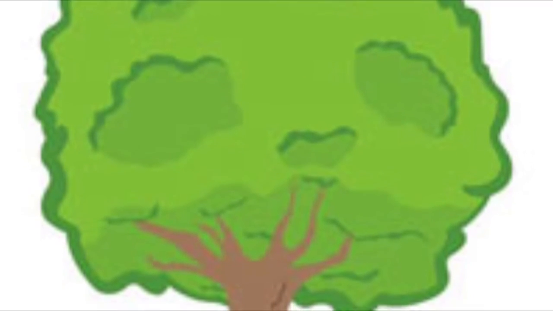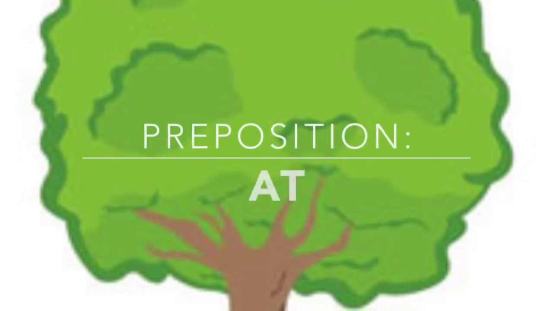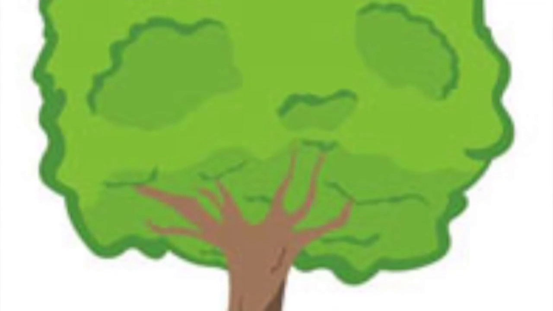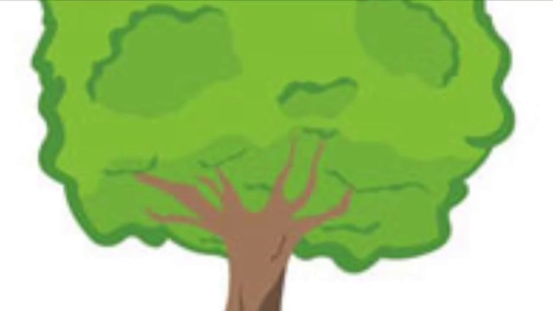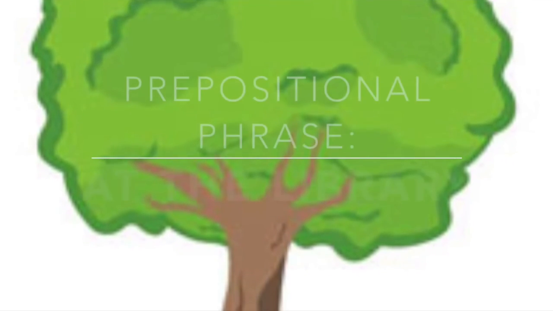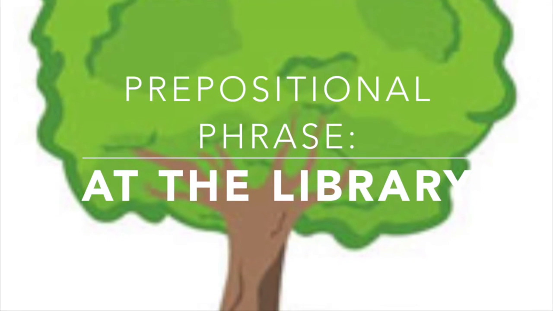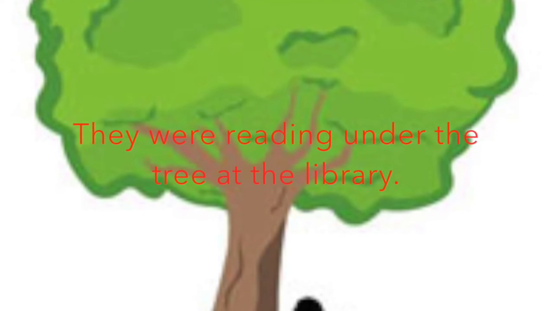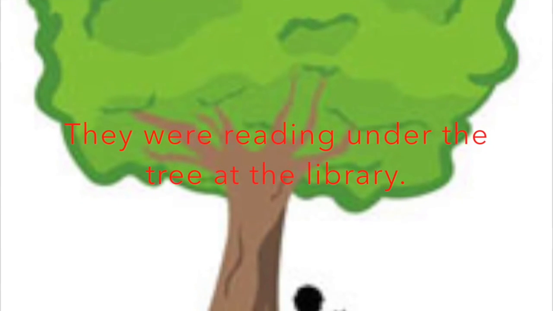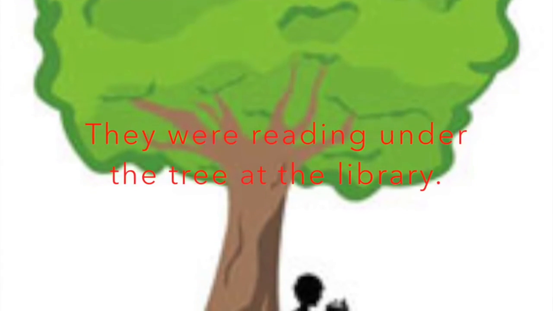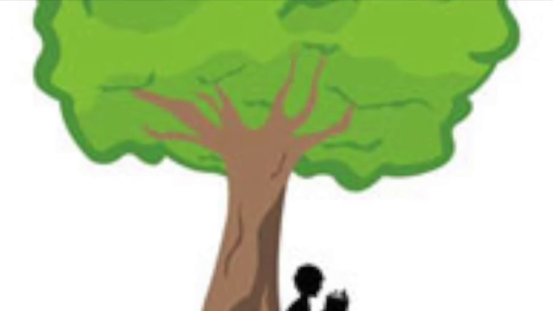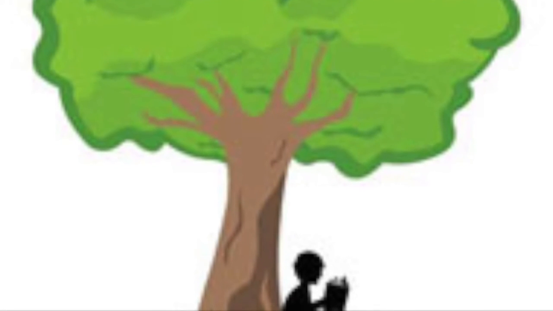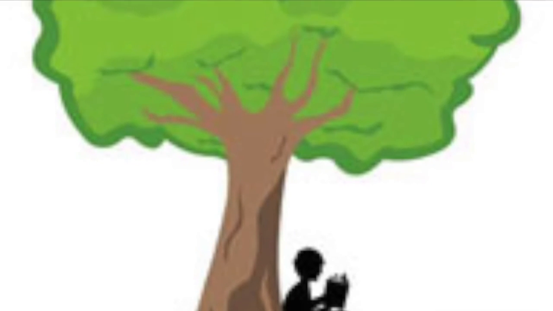The next preposition you can find in the sentence is at. Again, to find the prepositional phrase, start at the preposition and go until you get to a noun. Library is a place, so our prepositional phrase is at the library. Both prepositional phrases, under the tree and at the library, relate the tree to where they were when they were reading. See if you can find the preposition and the prepositional phrase in the next video.